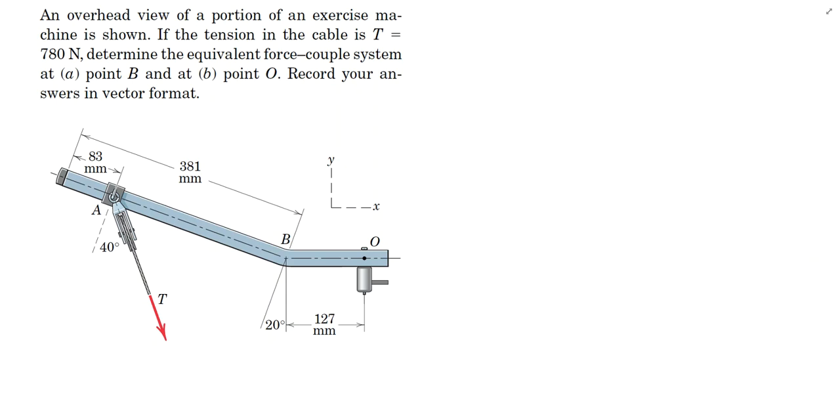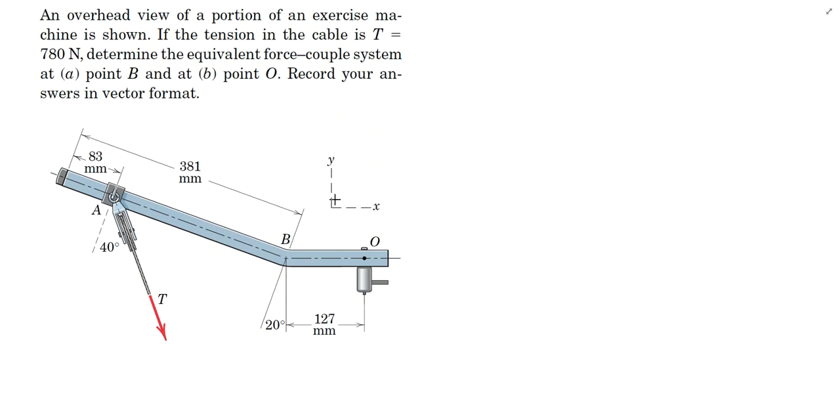Okay, we have an overhead view of a portion of an exercise machine, and we're told that the tension in this cable is 780 newtons. We want to determine the equivalent force couple system at point B and then at point O. And we're asked to record our answers in vector format.